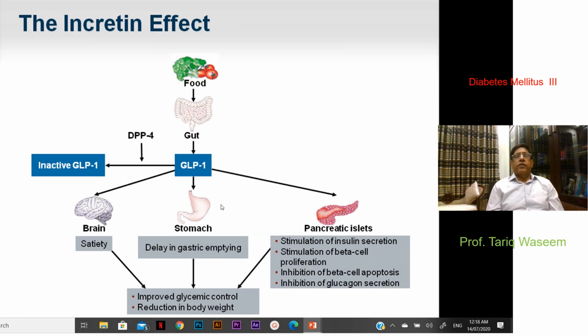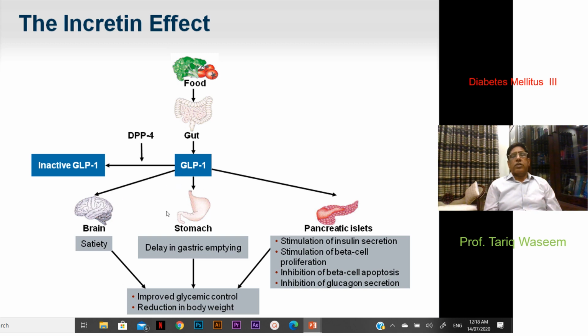This is the incretin effect: when you take food and the food reaches the gut, it releases a hormone called glucagon-like peptide 1. Now, glucagon-like peptide 1 is a hormone which has 3 sites of action. It gives a signal to the brain that enough has been eaten, and probably it would be called an element of satiety, and this leads to a reduction in food intake.